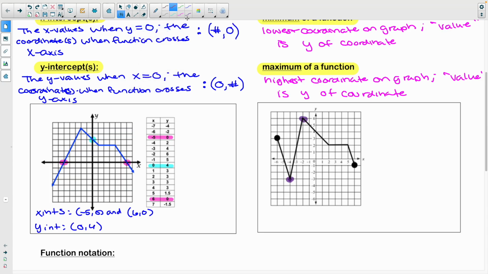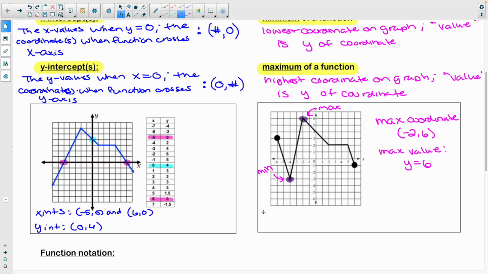These are considered your minimum and maximum. So this highest point is your maximum or your max, and your lowest point is your min or minimum. So we're going to write over here the max coordinate is at (-2, 6). And the max value is y equals the 6 from that coordinate.